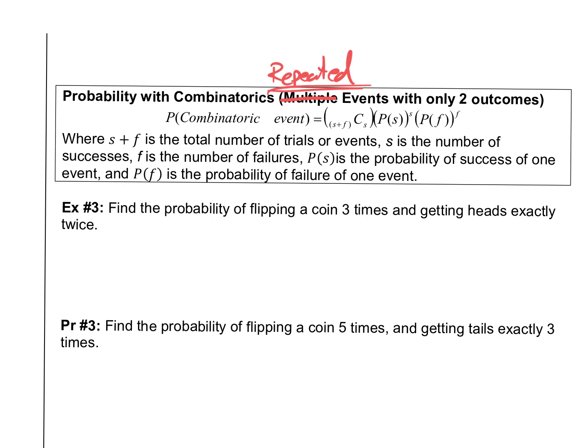Let me give you an example. Find the probability of flipping a coin 3 times. Okay, so we're going to do 3 total events. Success plus failure has to be 3. And getting heads exactly twice.